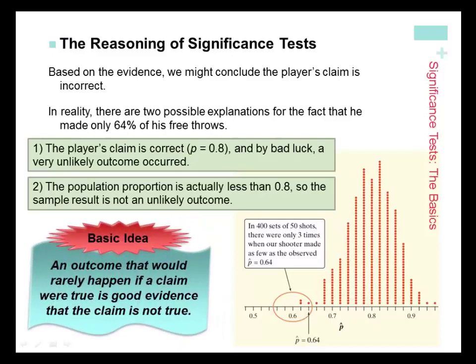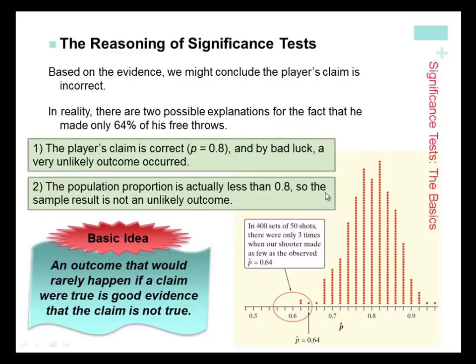The basic idea of doing a significance test is this. We're trying to see if an outcome that you get would rarely happen if a claim were actually true, and it gives good evidence that the claim is not true based on how few times it would happen. In this case, only 3 out of the 400 times would it be 0.64.